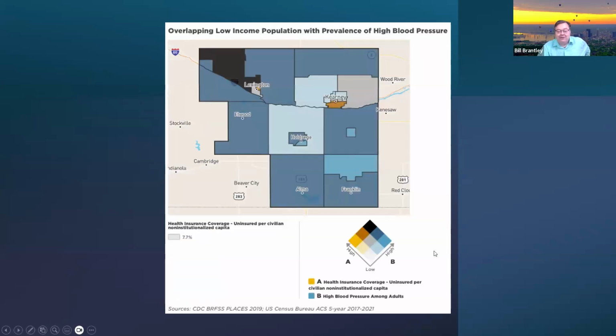One more, and this one I just thought was great. High health insurance coverage, uninsured per civilian, non-institutionalized capita. Really like to have an explanation for that. High blood pressure among adults. If I'm reading this correctly, and I'm not sure if I'm reading this diamond correctly, the fewer folks that have health insurance, the more there's going to be high blood pressure. I think this is what that means. But I would say, is there any way I can make this more clear? And then this fellow's sitting out here somewhere, not sure what that means.